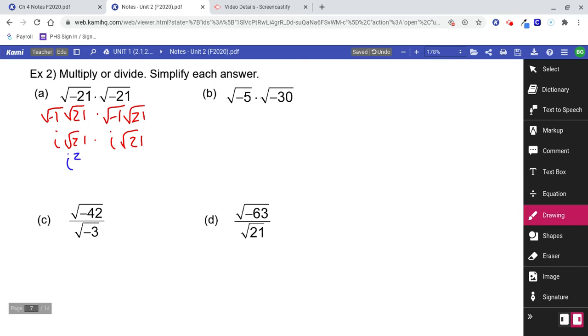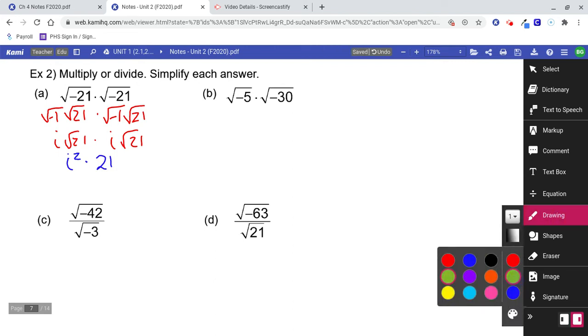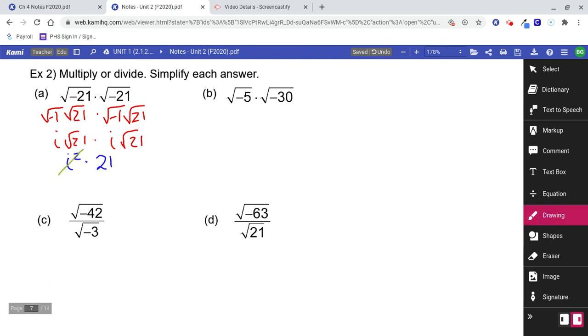Square root of 21 times the square root of 21 is 21. But you've also got an i squared. And I told you to memorize earlier, what is i squared? i squared is -1. Memorize that. So we have -1 times 21 equals -21.